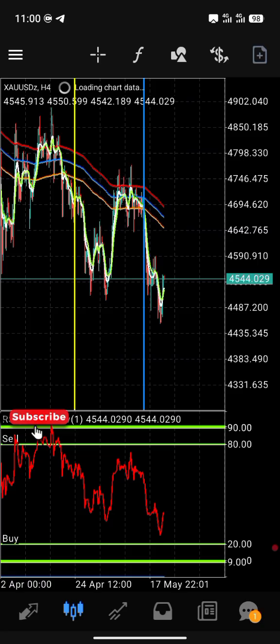I've heard a lot of people talk about moving averages, but today I want to show you how to use the moving averages and the RSI together to catch a trend in the market, be it on gold or major currency pairs. You can also try this or use it on stock indices.